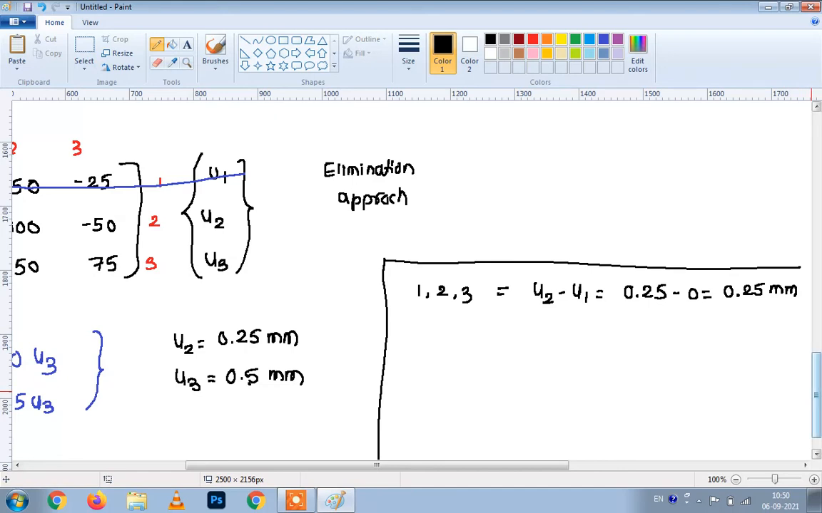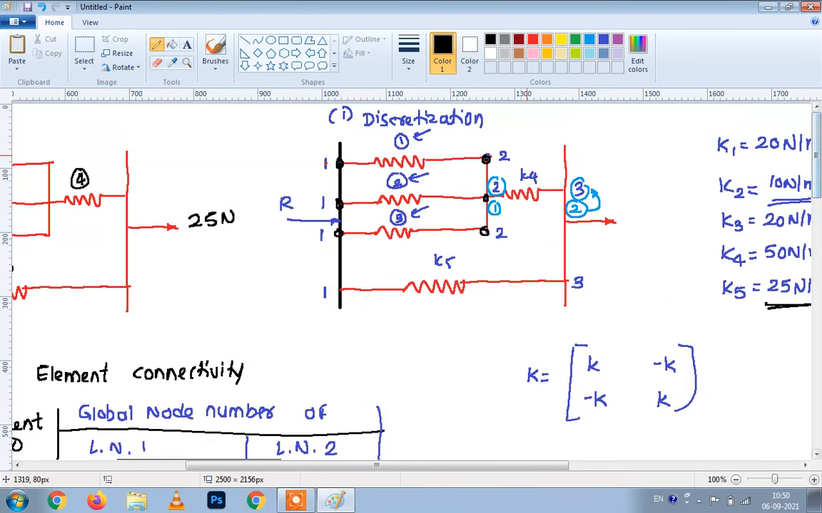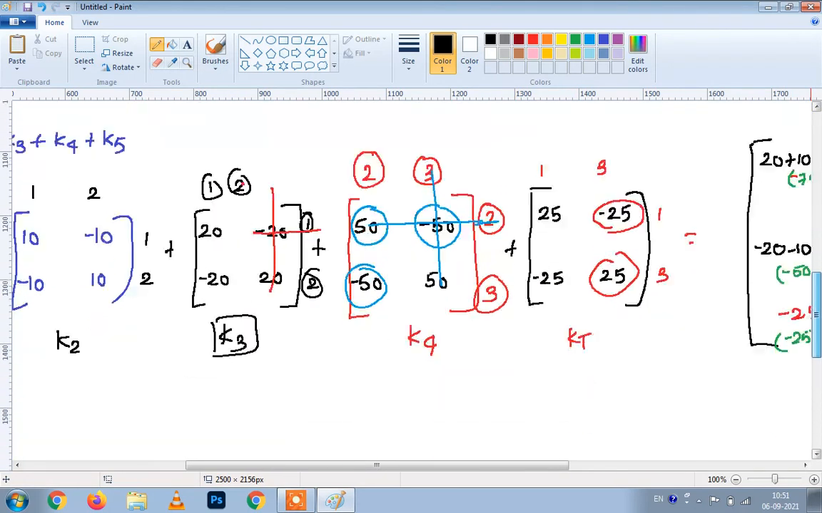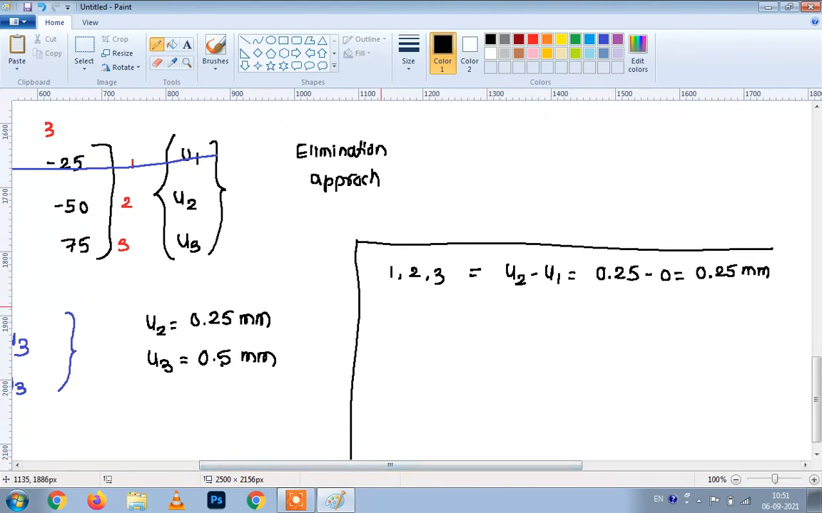Now the deflection of spring number 4. How will we find it out? It is u3 minus u2, as it is connected between node number 3 and node number 2. So the deflection of spring 4 will be u3 minus u2. So 0.5 minus 0.25 will give us 0.25 mm.